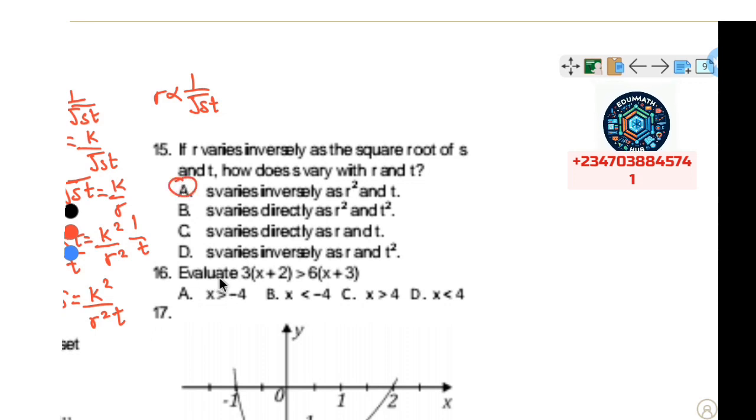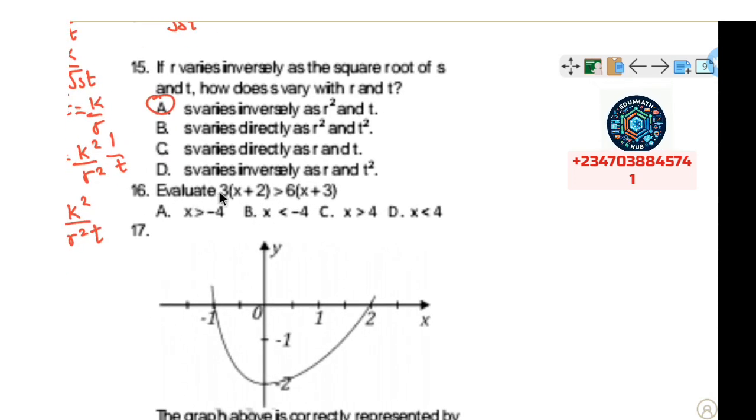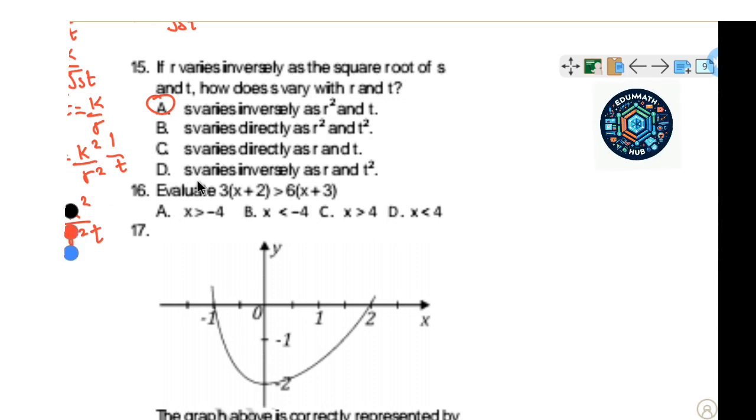This next question, you have to evaluate 3 into x plus 2 less than 6 into x plus 3. So this one is very simple. First of all, you need to expand the bracket. If you expand this bracket, you have 3 times x, that's 3x plus 6 greater than 6 times x, you have 6x, 6 times 3, you have 18. You got the like terms.